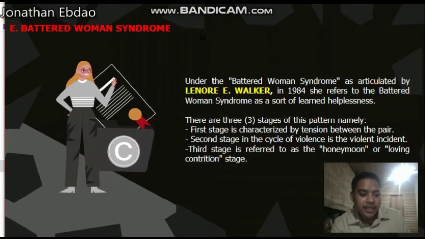The next one is the battered woman syndrome. Under the battered woman syndrome, as articulated by Lenore Walker in 1984, she referred to the battered woman syndrome as a sort of learned helplessness. There are three stages of this pattern. The first stage is characterized by tension between the pair. The second stage is the cycle of violence, the violent incident. The third stage is referred to as the honeymoon or loving contrition stage.